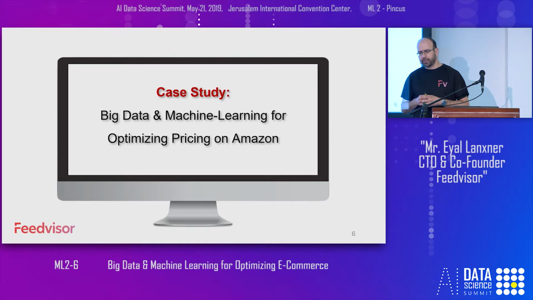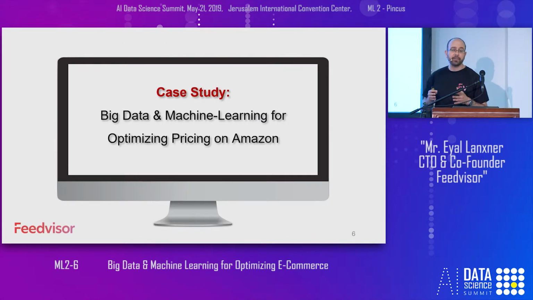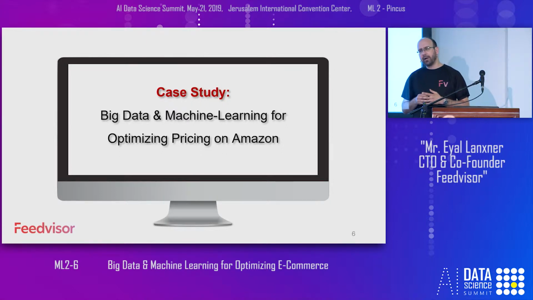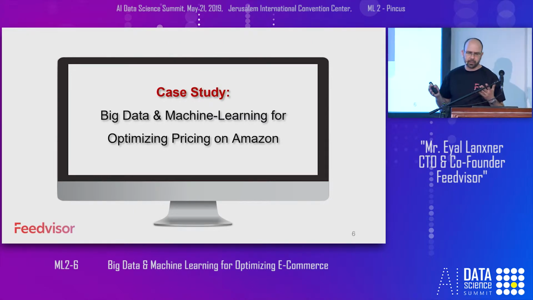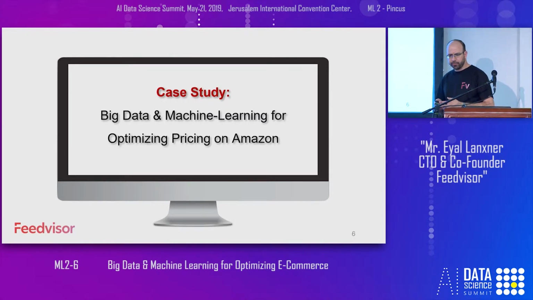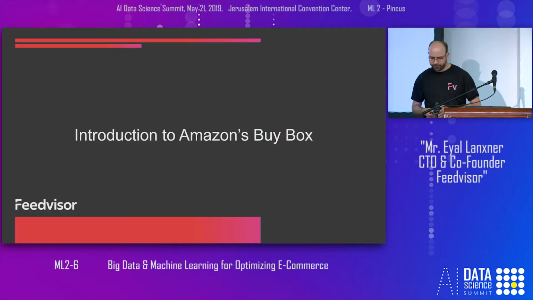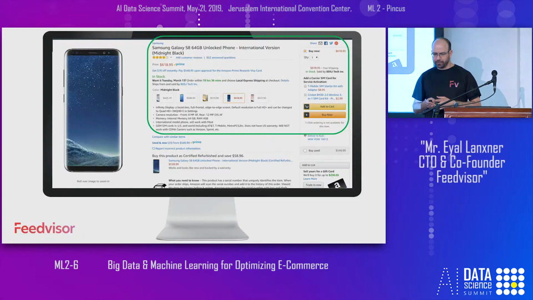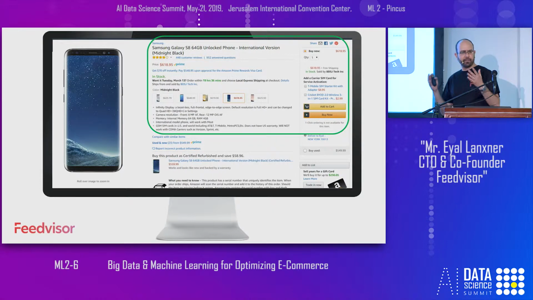In this session, I want to focus on a specific case study on optimizing pricing on Amazon, which is actually a very interesting environment. I don't think there's another environment like this, at least today, in other commerce arenas. So first of all, one of the main notions in Amazon, you've probably seen it if you've gone to a product page, is the buy box.